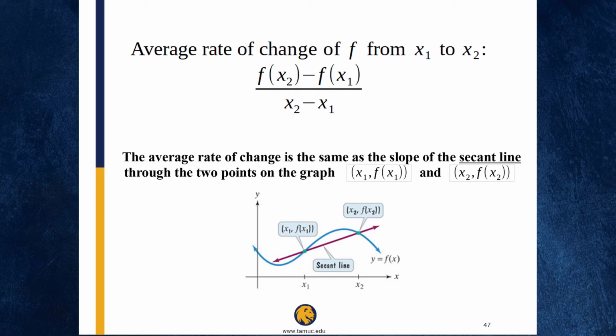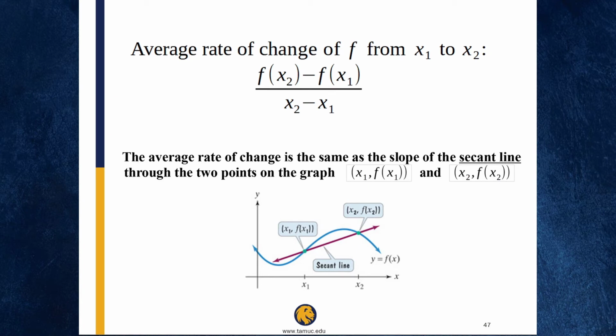It goes f of x2 minus f of x1 divided by x2 minus x1. This is for a function f between the values of x1 to x2. The average rate of change essentially is the same thing as the slope of a line, which we call the secant line through 2 points in the graph, x1 comma f of x1 and x2 comma f of x2.